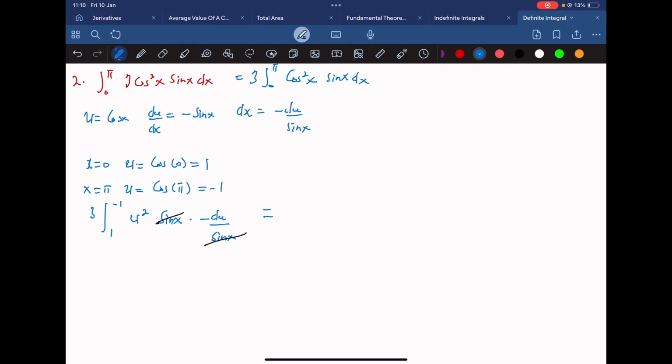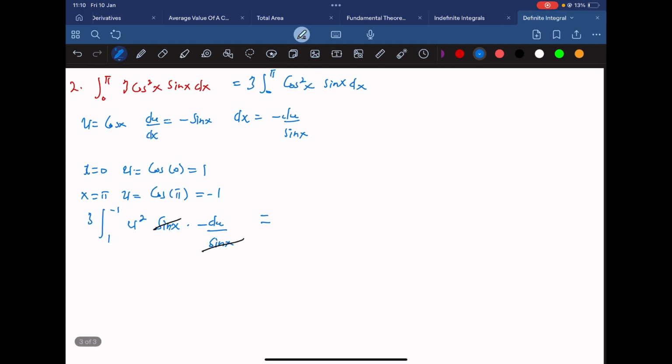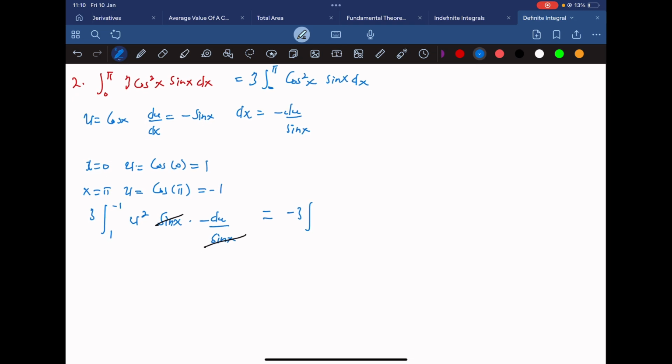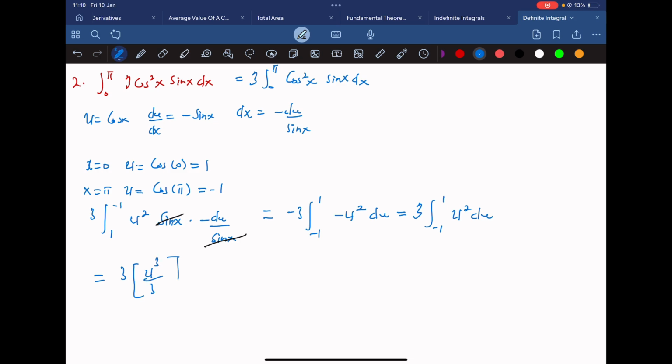And remember from our previous video, if we're interchanging bounds, we bring negative in front. So we have now negative 1 and 1. Then we have minus u squared du. So we can also bring this negative outside, and if it goes outside it cancels the negative in front of 3. So we have positive 3, negative 1 to 1, then u squared du. So now we have 3, and if we integrate u squared, we have u cubed out of 3. Then we bring our lower and upper bounds.